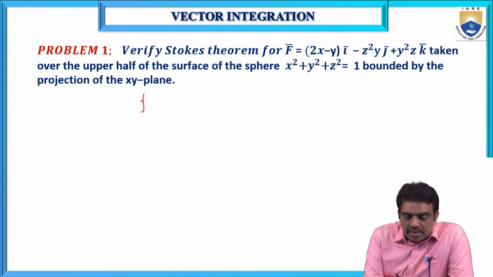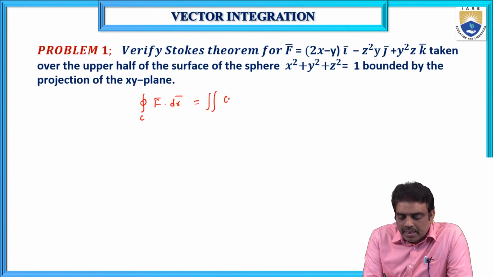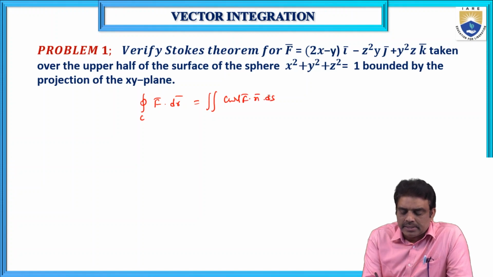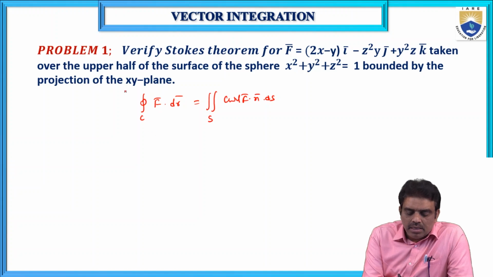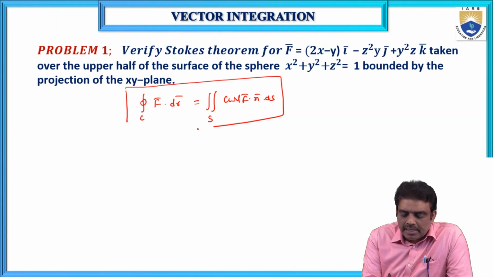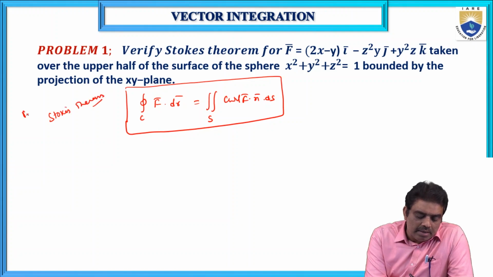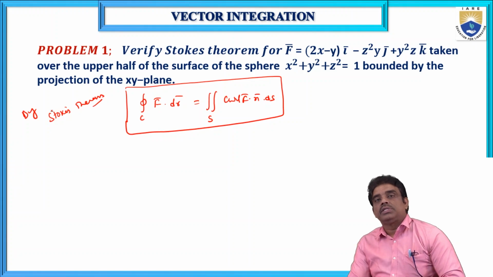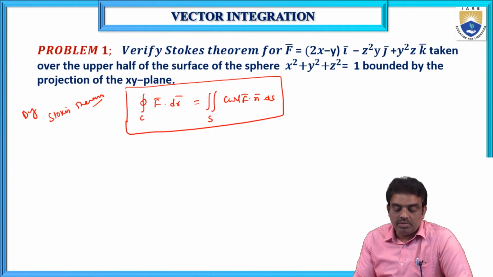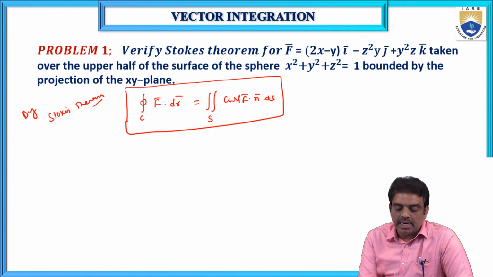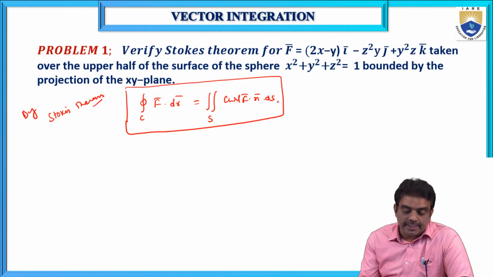First we write the integral along the closed curve C of f bar dot dr bar is equal to the double integral of curl f bar dot n bar into ds. This is the relation between line integral and surface integral, by Stokes theorem. So first you see Stokes theorem: the integral over the closed curve C of f bar dot dr bar is equal to the double integral over S of curl f bar dot n bar into ds.